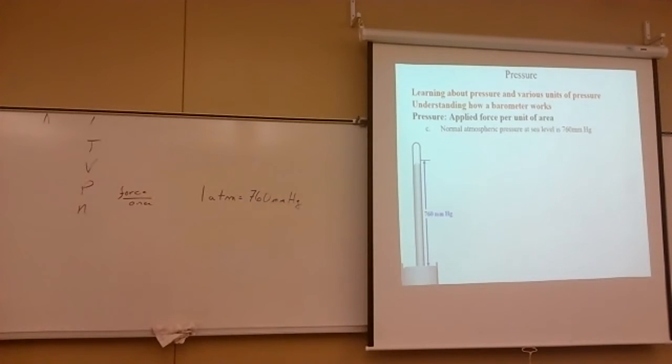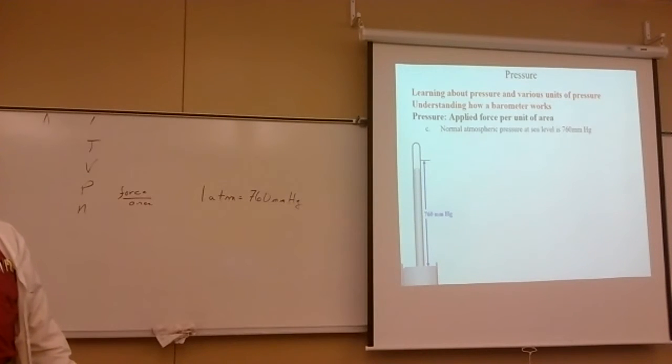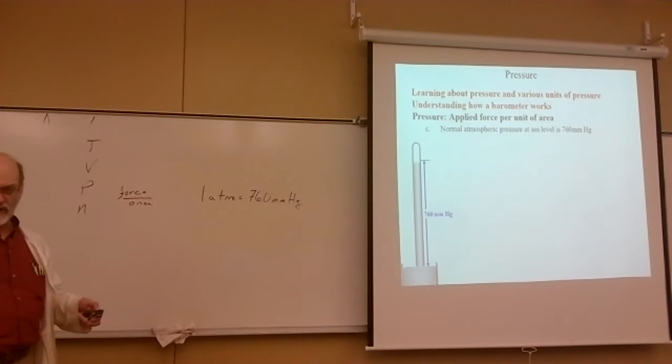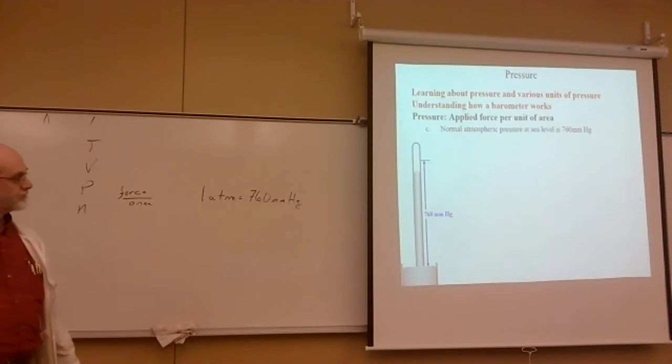It was generally accepted or established that 760 millimeters is equal to 1 atmosphere. It would be difficult to find any place on Earth where you could actually say this is 1 atmosphere. So it's somewhat arbitrary, not exactly, but somewhat arbitrary. Definition.